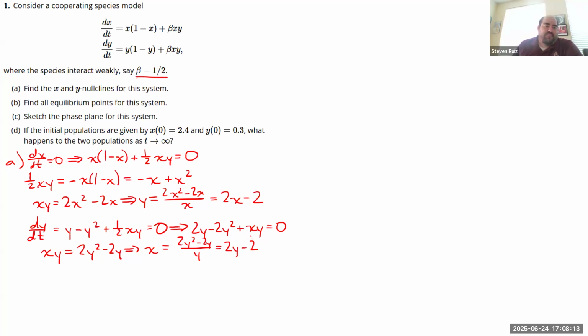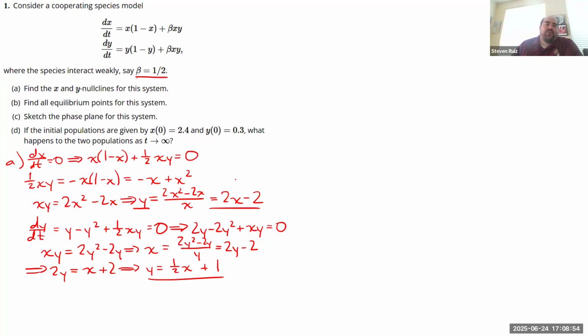Eventually I'm going to want to plot this. That's what step C is. So I'm going to go ahead and solve this for y. So what do I get here? I get that 2y equals x plus 2, or y equals 1/2 x plus 1. So here are my nullclines: y equals 2x minus 2, and y equals 1/2 x plus 1. The first is my x nullcline. The second is my y nullcline.